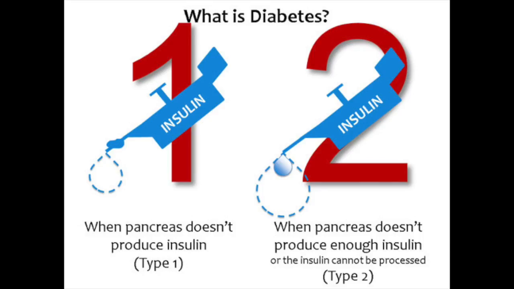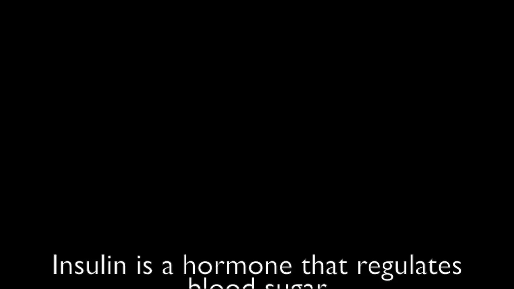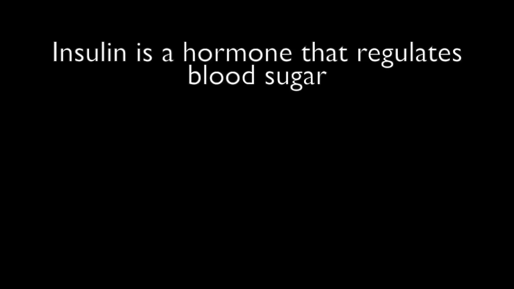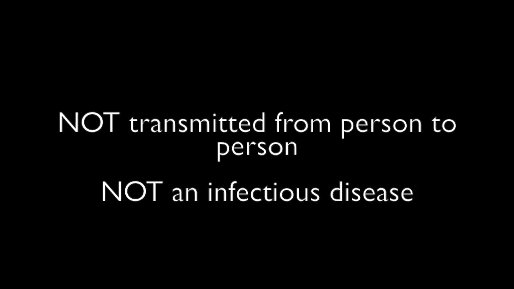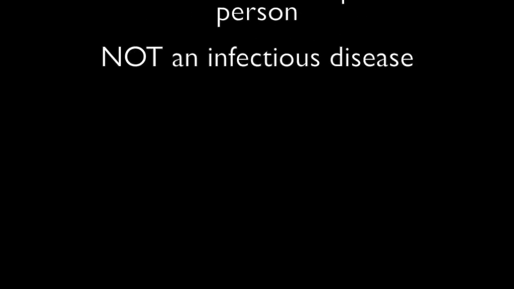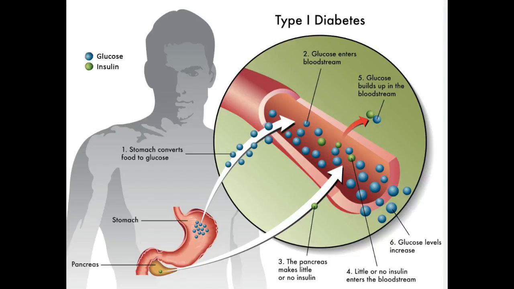Diabetes is a recurrent illness that occurs for two possible reasons: either when the pancreas does not produce enough insulin, or when the body cannot effectively use the insulin it produces. Insulin is a hormone that regulates blood sugar. Diabetes is not transmitted from person to person, and it is not an infectious disease. So what is the cause of diabetes? Well, there are multiple types.